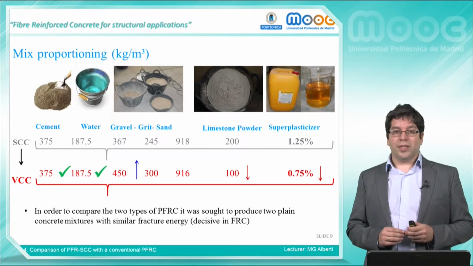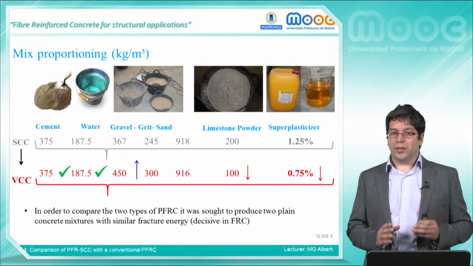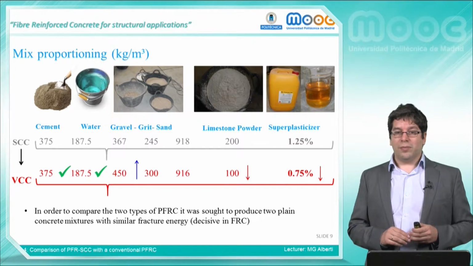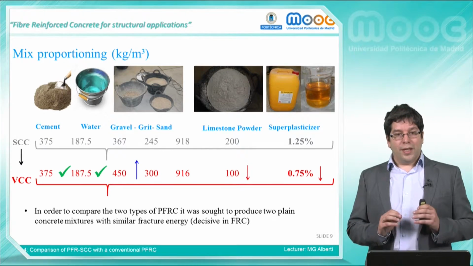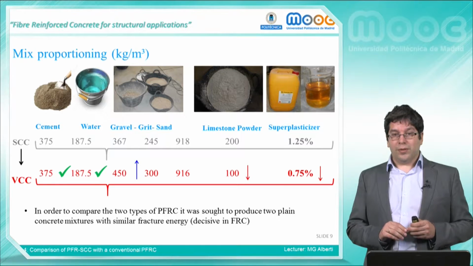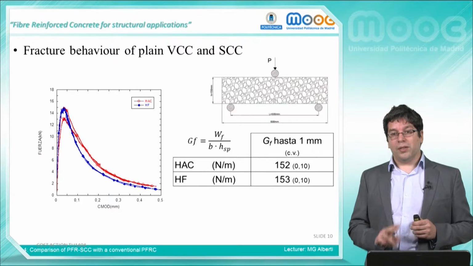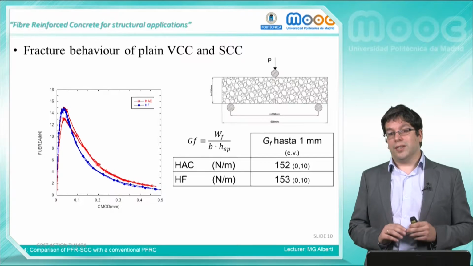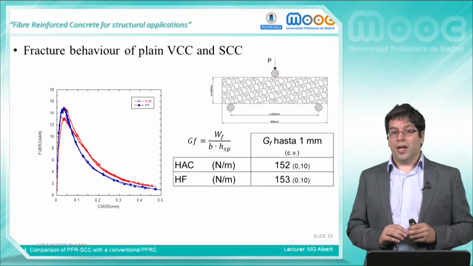The mix proportioning has to be modified, maintaining the water to cement ratio and the cement dosage. The design of the mix was performed in order to compare the two types of polyolefin fiber reinforced concrete. Therefore, it was sought to produce two plain concretes with similar fracture energies, decisive in fiber reinforced concrete. As can be seen in this slide, the fracture properties were very close to each other.